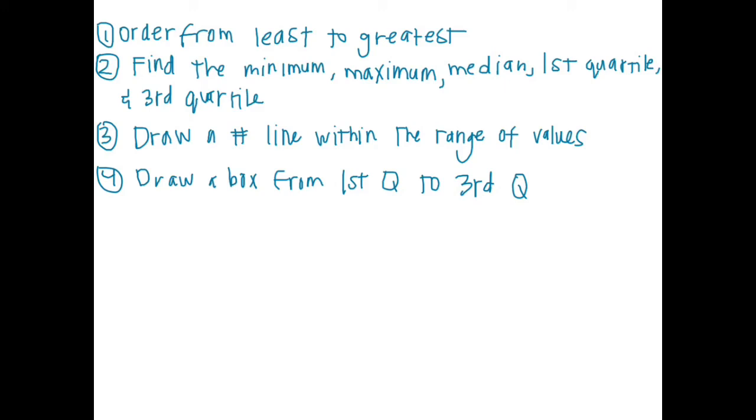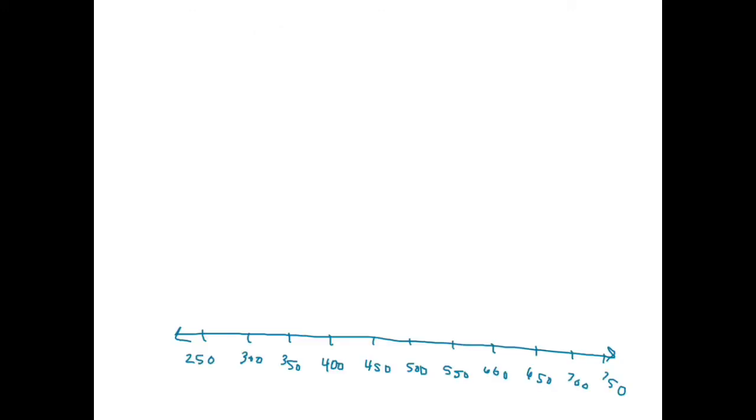Well, my first quartile is 325, and my third is 520. So I'm going to go to about 325 and up to 520, which isn't quite halfway, between 500 and 550, and draw a box. That box is going from the first quartile at 325 to the third quartile at 520.